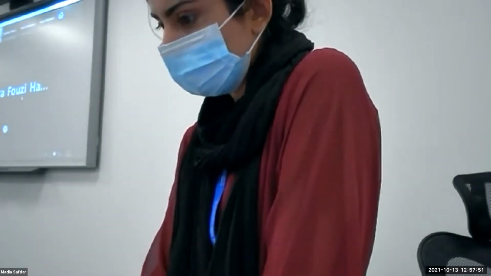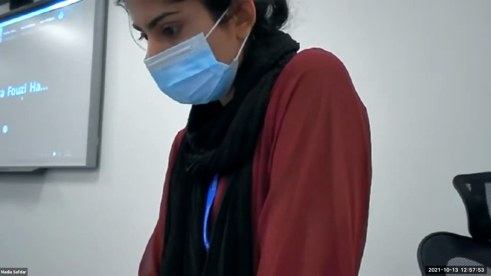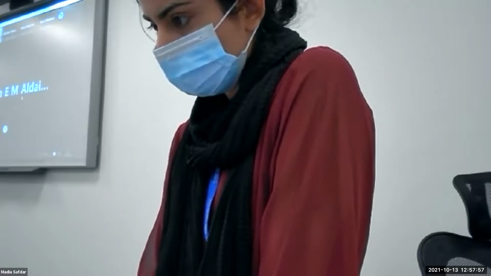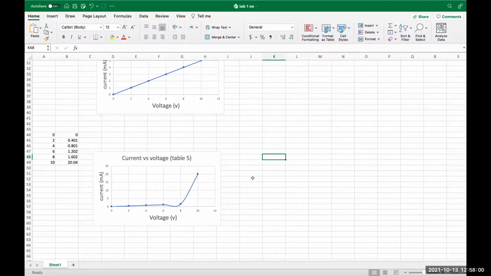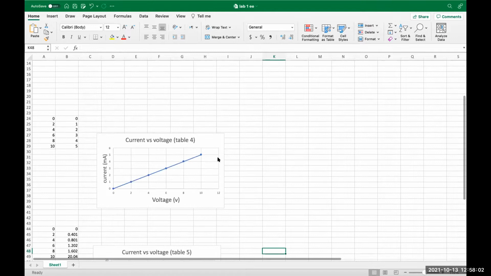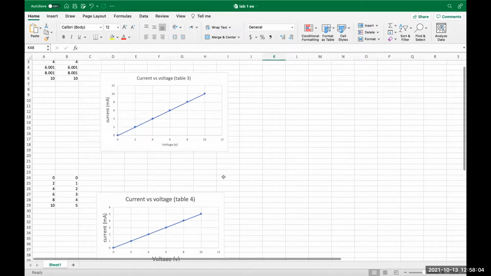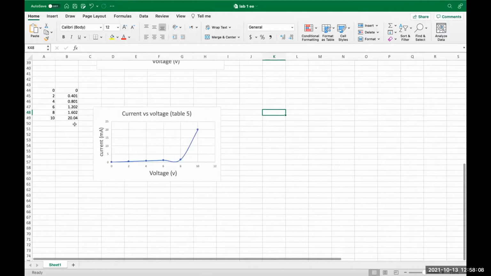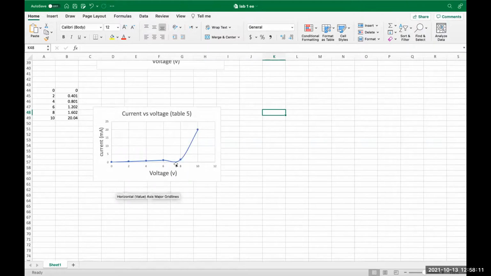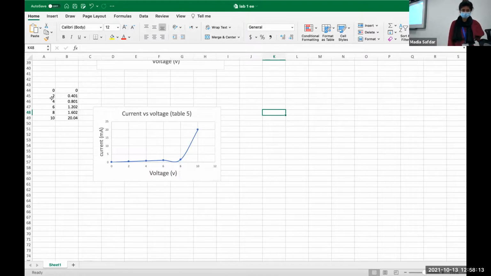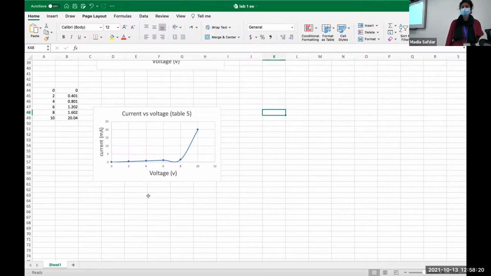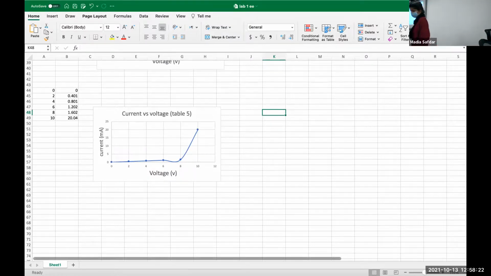Let me save your absence. Doctor, there is no submission link in the Moodle. Yeah, I will put it now. Doctor, you said Sarah, right? These two are fine, but the third one is not okay. Your values are not correct. Okay, I'll fix it right now. Yeah, please fix them. The third graph is not correct.